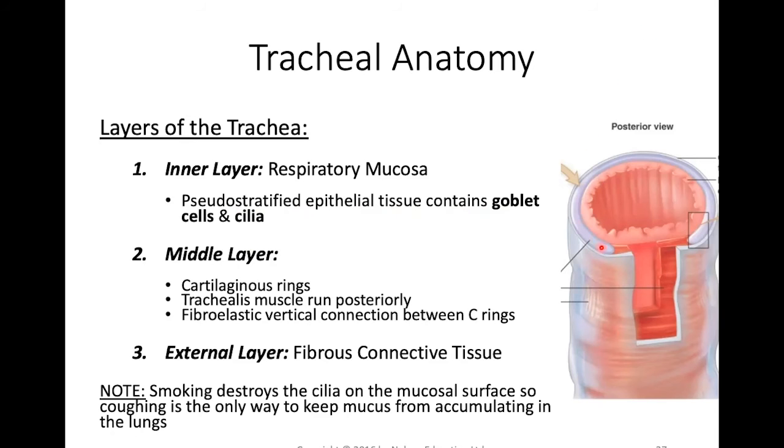Now, the middle layer, as we've mentioned, is made up of 16 to 20 C-shaped cartilaginous rings and the trachealis muscle that runs posteriorly. And then finally, all of this is held together by the external layer that's made out of fibrous connective tissue.